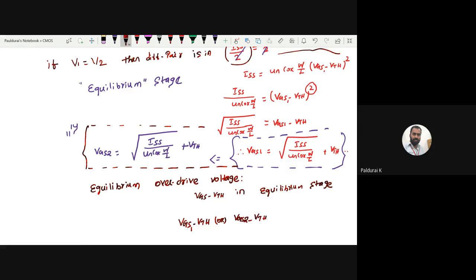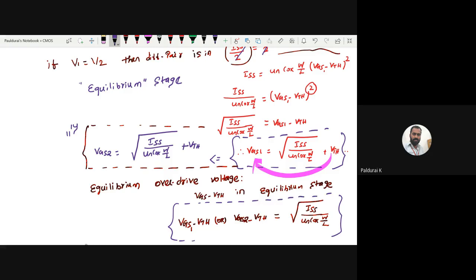By using the above equation, right? Now move this VTH to the left hand side. So we'll end up with this one. So it is given by square root of ISS over mu n Cox W over L. Very, very important concept. Okay, equilibrium overdrive voltage expression, it is given by square root of ISS over mu n Cox W over L. That is the reason I found VGS first in order to calculate this overdrive voltage in equilibrium stage. So this is called equilibrium overdrive voltage. The expression is given by square root of ISS over mu n Cox W over L.